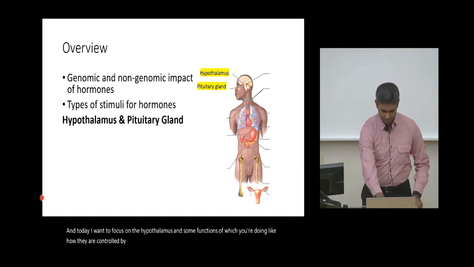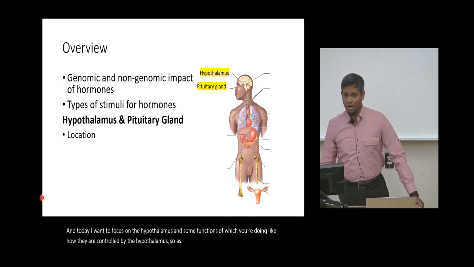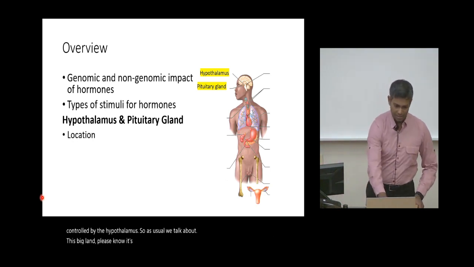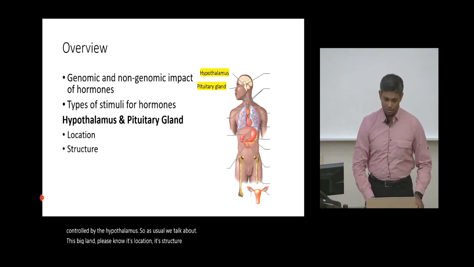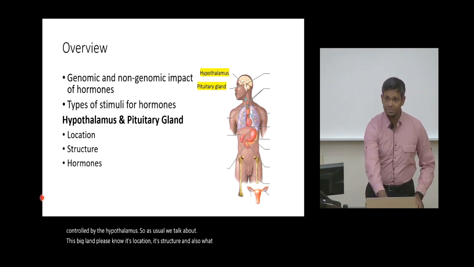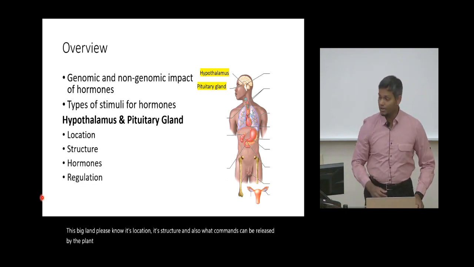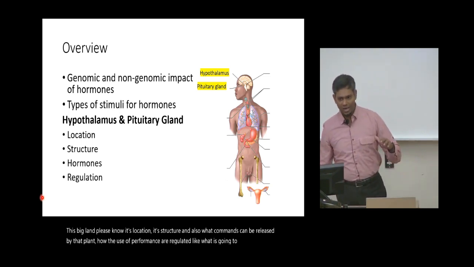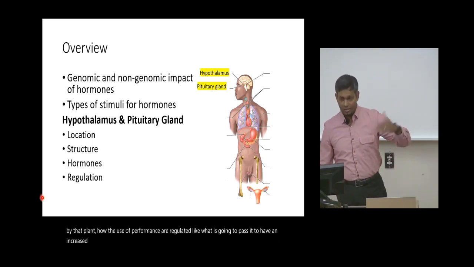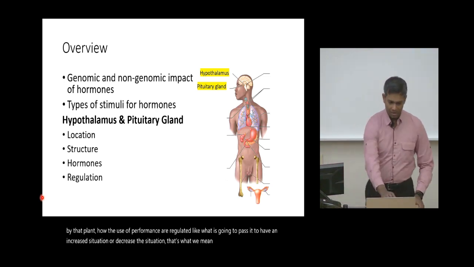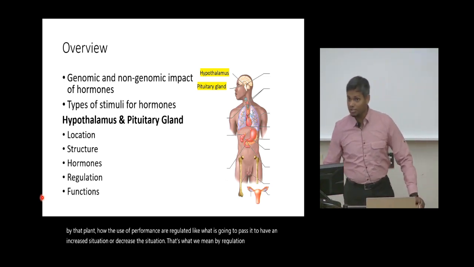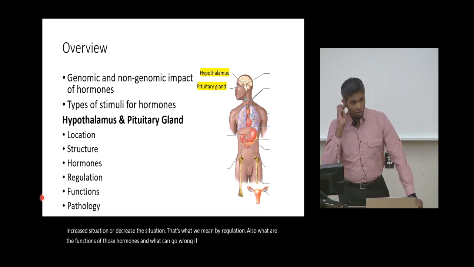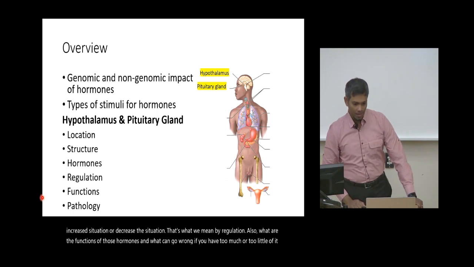So as usual, when we talk about a specific gland, please know its location, its structure, and also what hormones can be released by that gland, how the release of those hormones are regulated, like what is going to cause it to have an increased secretion or decrease the secretion. That's what we mean by regulation. Also, what are the functions of those hormones and what can go wrong if you have too much or too little of a given hormone.